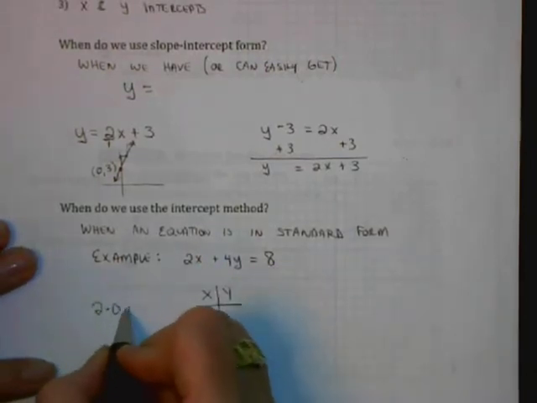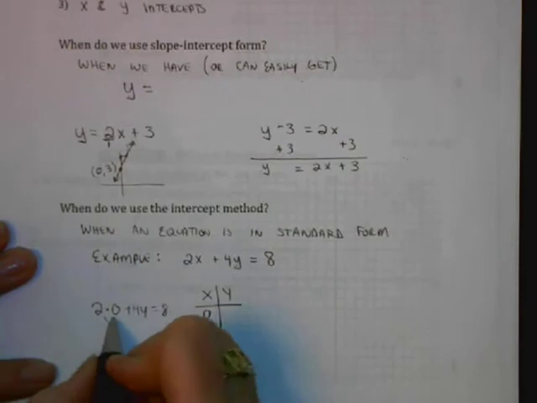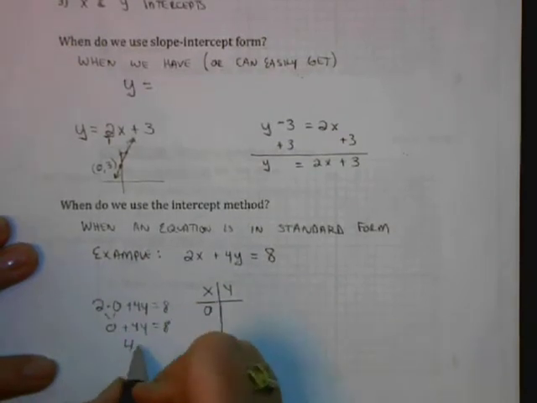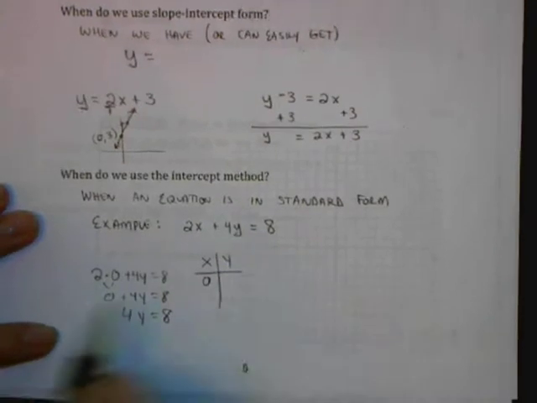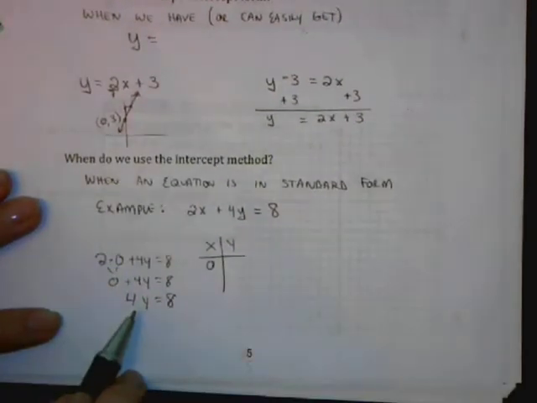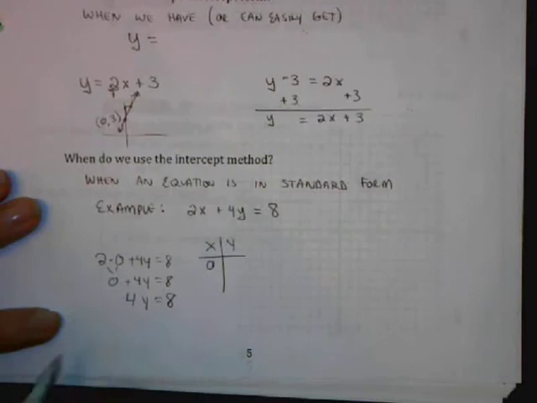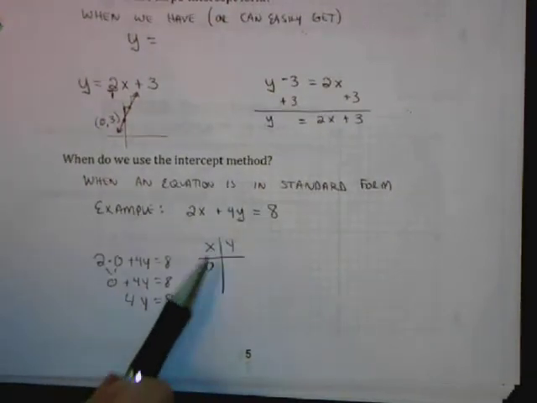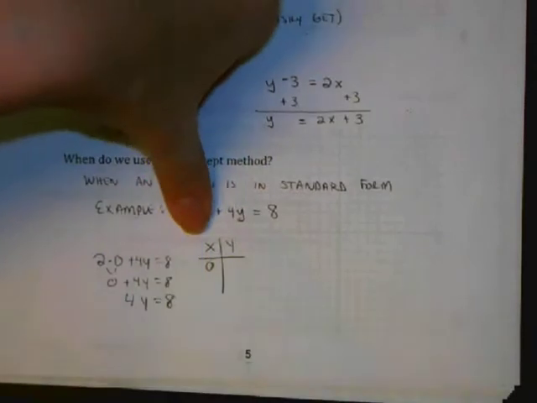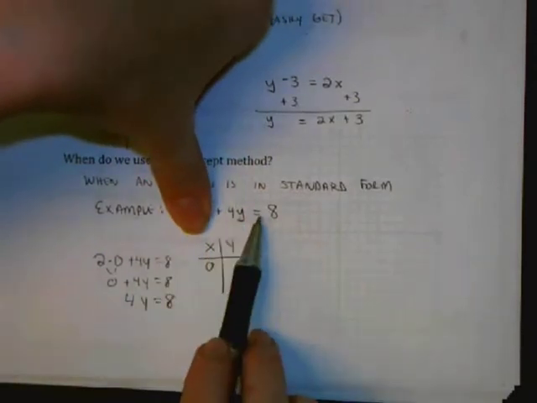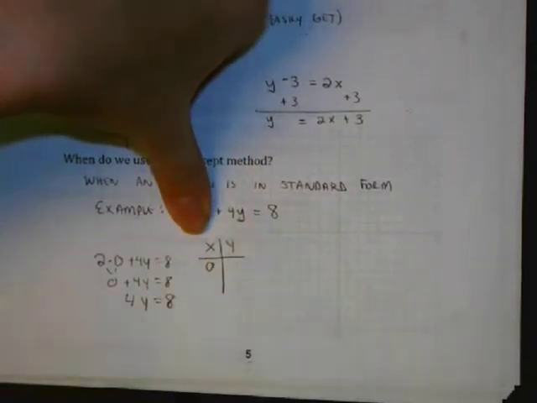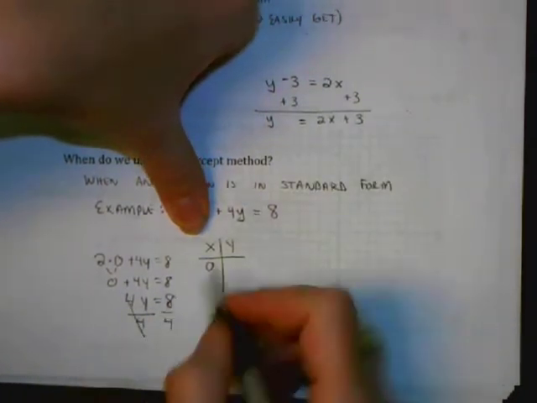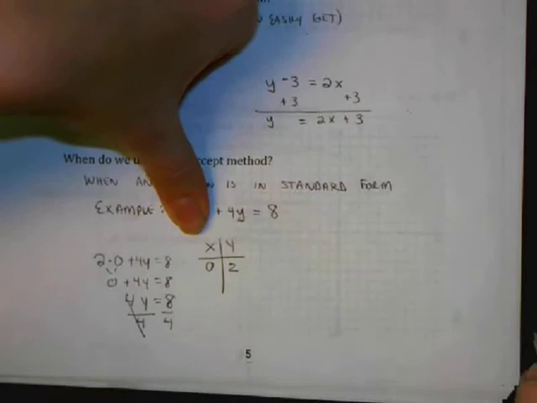2 times 0 plus 4y equals 8. Well, 2 times 0 is 0. And 0 plus 4y is just 4y. I did write all of this stuff out so that you can see how that 2x term drops away. But if you're good at mental math, you can recognize when I plug a 0 in for x, that term is going to go away. And what's left behind is 4y equals 8. That's an equation I can do in my head. I can divide both sides of that by 4, and I get y equals 8 over 4, which is 2.